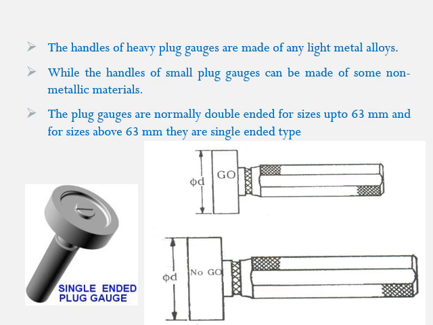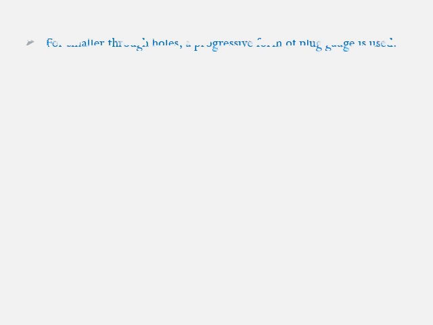Generally, plain plug gauges are normally double-ended for sizes up to 63 mm. If it is above 63 mm, these single-ended plug gauges are manufactured and used.